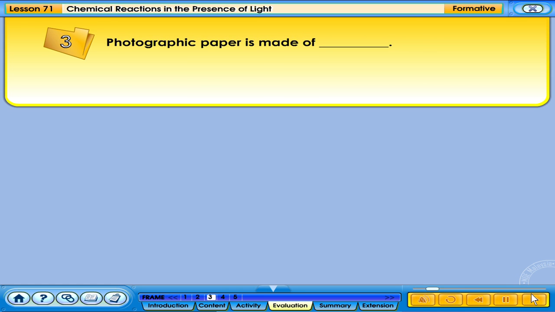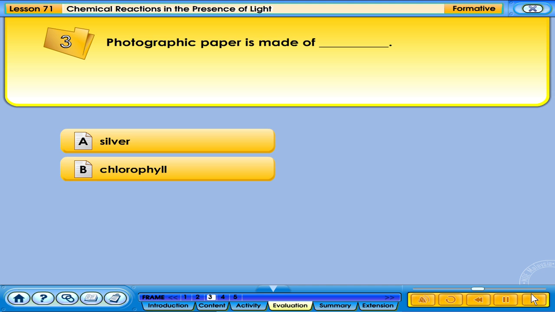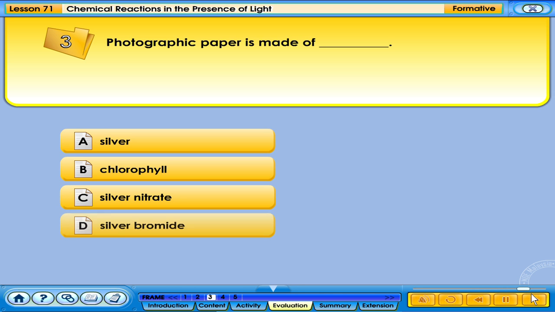Photographic paper is made of A. Silver. B. Chlorophyll. C. Silver nitrate. D. Silver bromide. That's not right. Please try again. Your answer is correct.